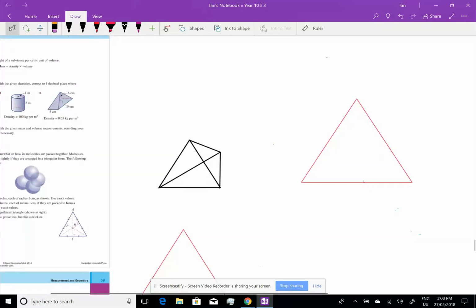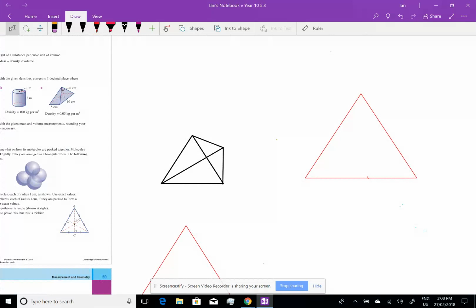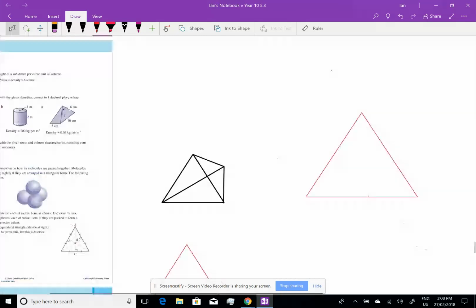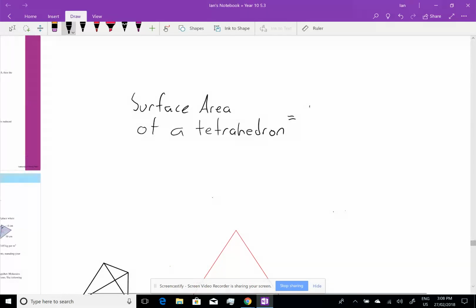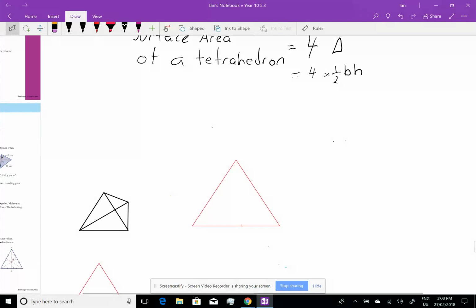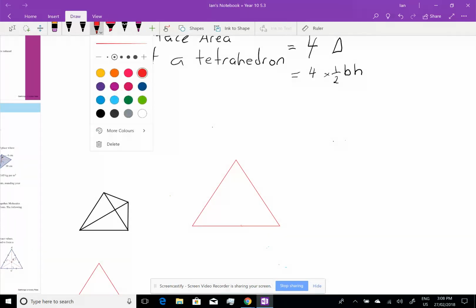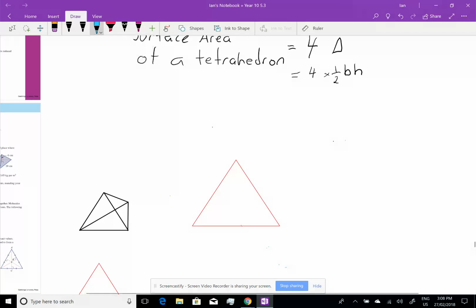So here's my tetrahedron down here, and as you can see, it's 4 equilateral triangles. So the surface area is pretty easy. It's going to be 4 triangles. And I know the formula for the area of a triangle. It's a half the base times the height. So let's look at one of these triangles. And here we have one that I drew. And I'm just going to give it a side length of A.